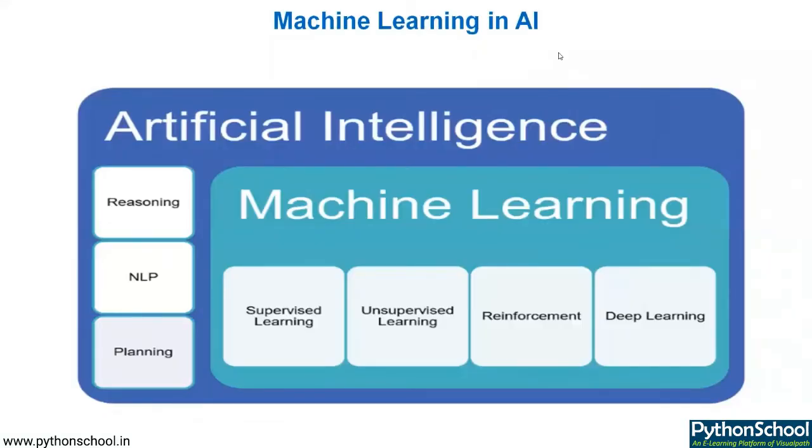So here is where ML fits into the AI structure. AI as a whole includes machine learning as a subset, which has supervised, unsupervised, reinforcement, and deep learning, and then we also have reasoning, NLP (natural language processing), planning, etc. We will deal with all of these in detail later.